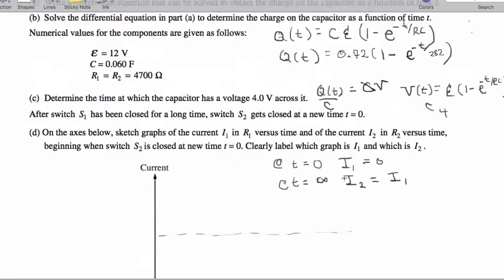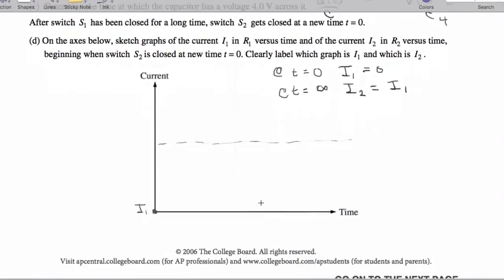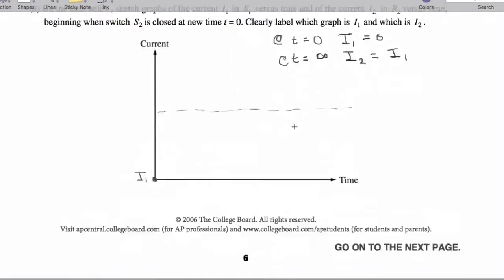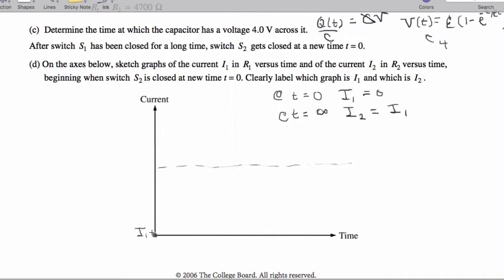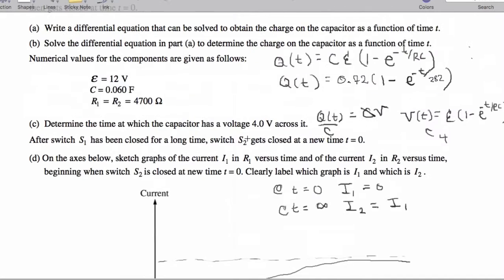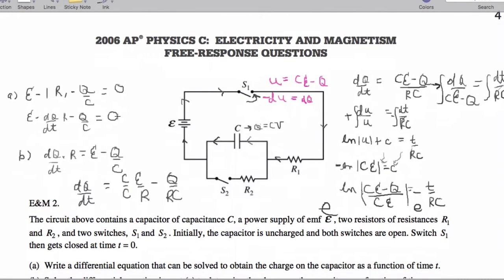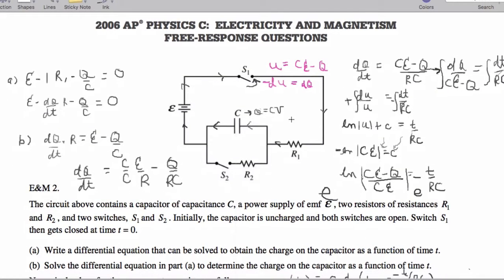Okay? And what that tells me is that at time equals 0, there was no current going through I1, and eventually we're going to reach some limit as time goes on. Now let's talk about the current going through R2 when we first start. When we first start, we're going to have a non-zero amount of current going through R2.